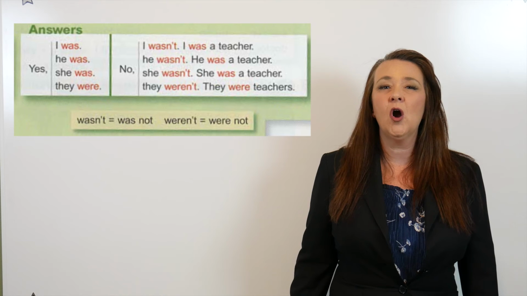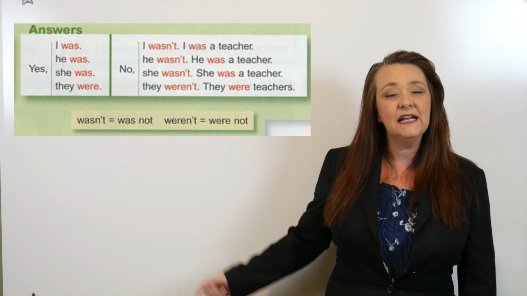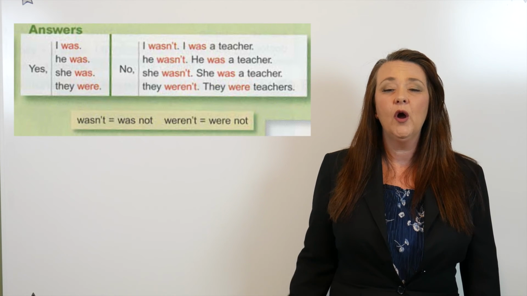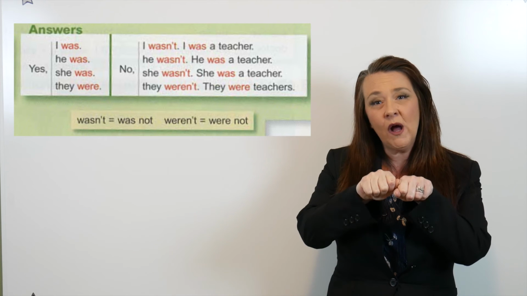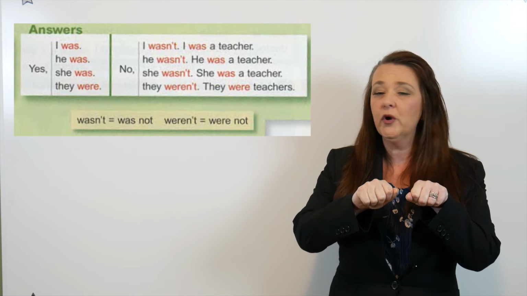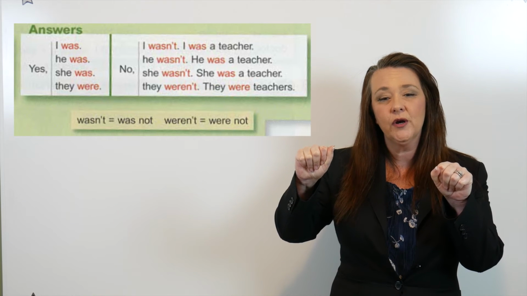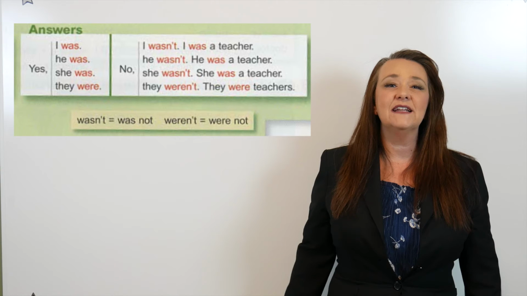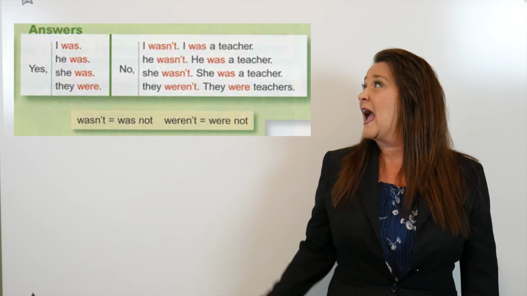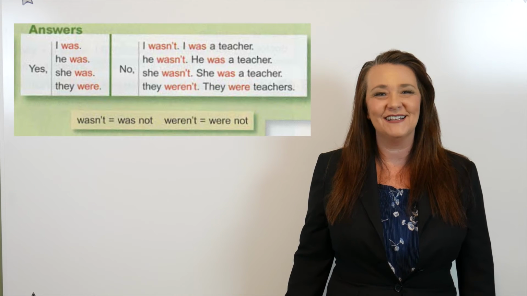That's because they're called contractions. Look at the box there. It explains that the word was not contracts to the word wasn't. The word were not contracts to the word weren't. Let's do some practice activities with this asking and answering questions in the simple past.